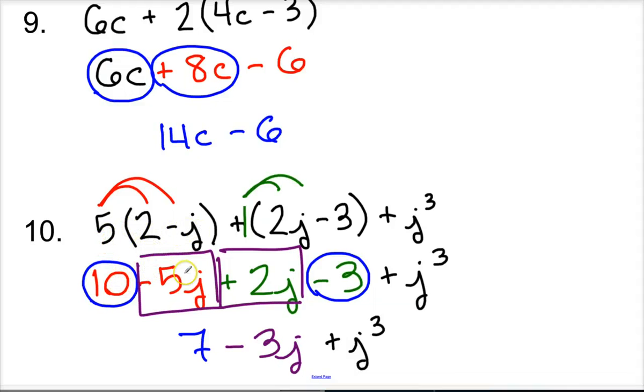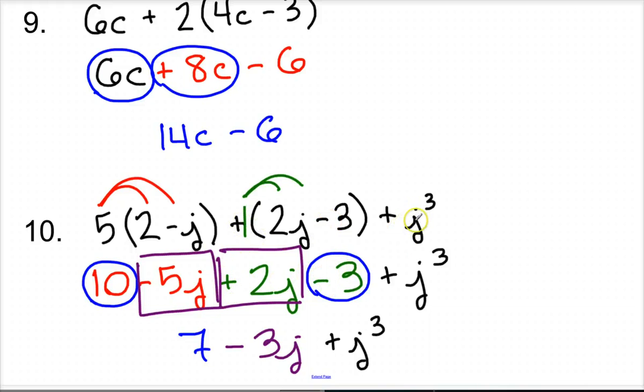For number 10, if you go through and distribute the 5 to the quantity 2 minus j, you get 10 minus 5j. Here, for the quantity 2j minus 3, you're distributing a positive 1, since there's a plus sign in front of these parentheses instead of a minus sign, and all that really does is give you the same thing you had in the parentheses, 2j minus 3. So that really doesn't change any signs there.